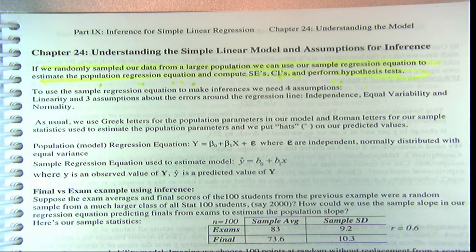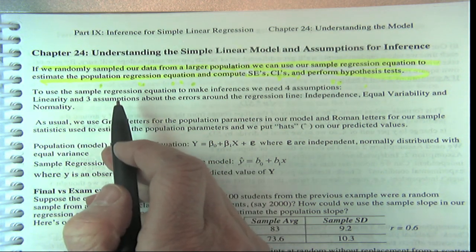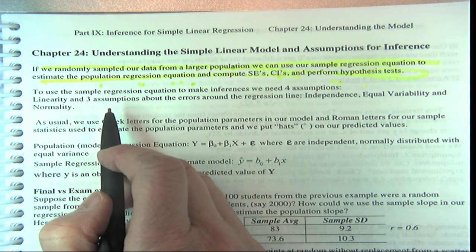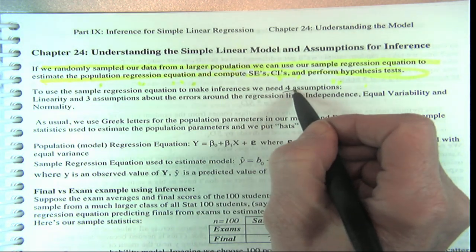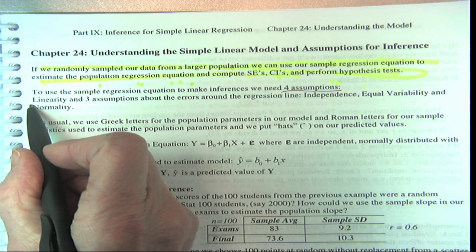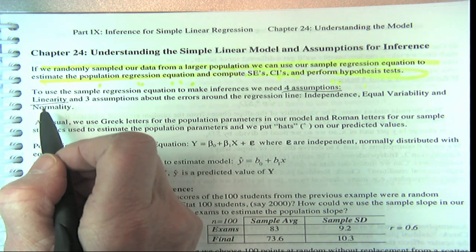Okay, but before we start, we have some assumptions to make about applying this regression line to a wider population. So we have these 4 assumptions that we need to make. And the first is linearity. Well, we use that even if we weren't doing inference. We don't want to fit a line to a curve.